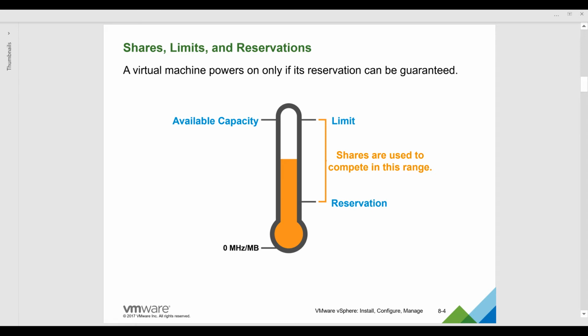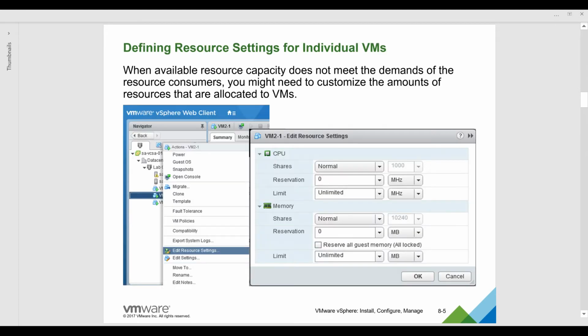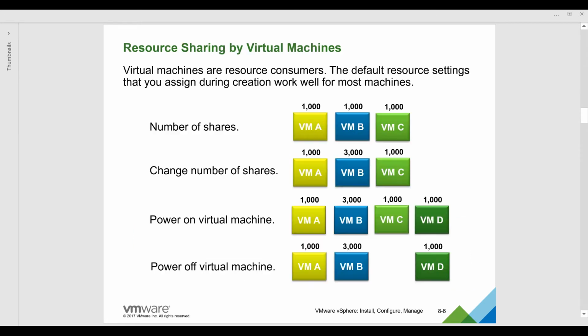So a virtual machine powers on only if its reservation can be guaranteed. Defining the resource settings for individual VMs. So we can go in and edit a virtual machine, and we can set the settings based on just that virtual machine. So what we do here, we think of virtual machines as resource consumers. The default resource settings that we assign work well for most machines.